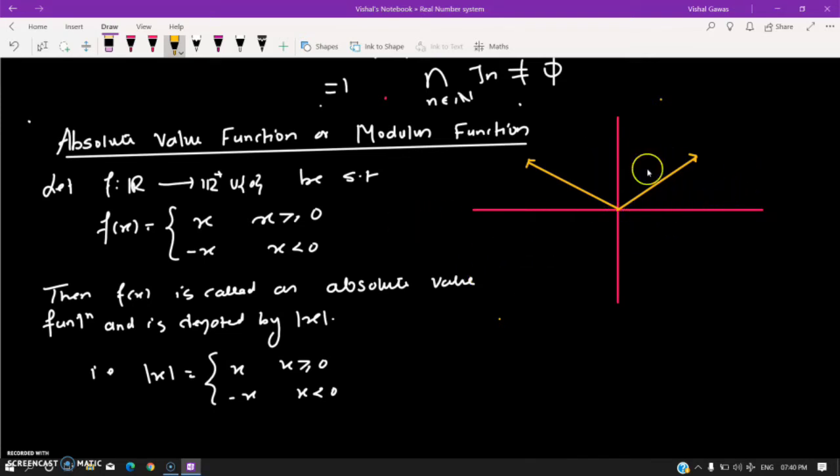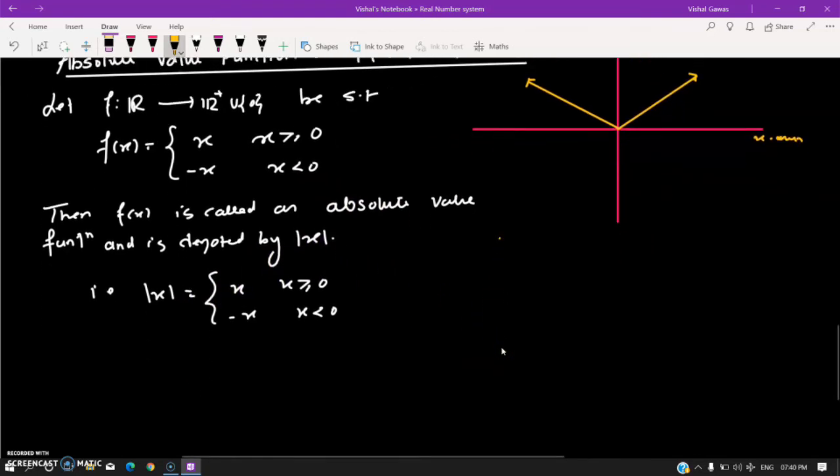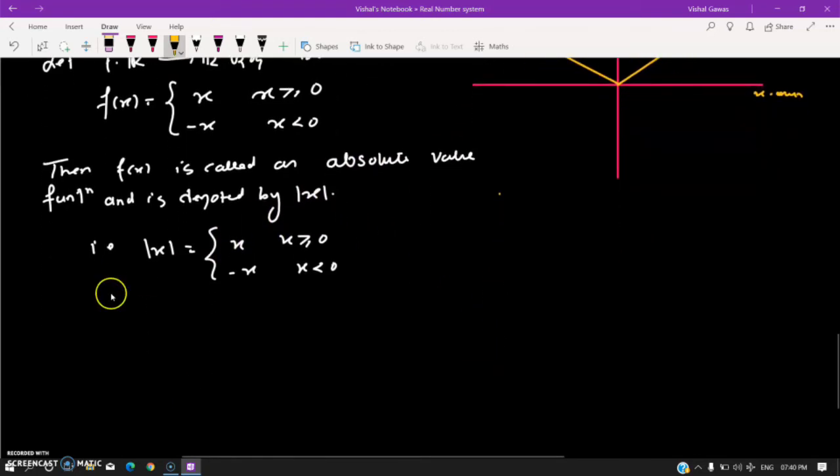So this is the graph. This is my x-axis, y-axis. So what happens is, whenever x is negative, its value is positive. Whenever it's positive also, its values are positive. So that's the graph of the function. Okay. Let's quickly take up a remark, and then we'll see the properties of modulus functions.